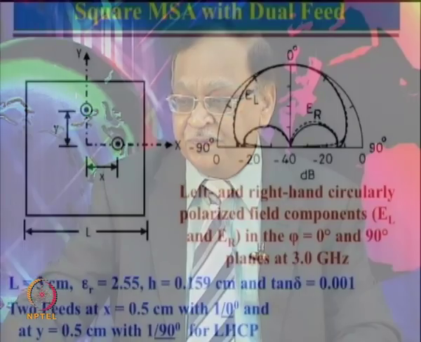Hello and welcome to today's lecture on circularly polarized microstrip antenna. In fact, in the last lecture we discussed why we need circularly polarized antenna, and then we looked at simple configurations of square and circular microstrip antenna which can generate circular polarization by feeding at two orthogonal points. So, let us just continue our discussion.